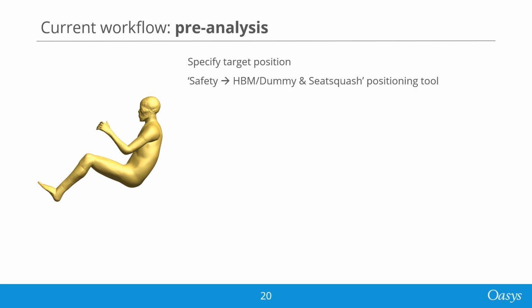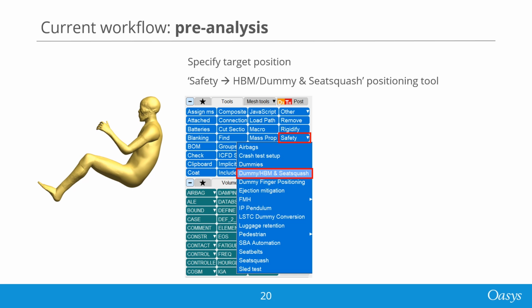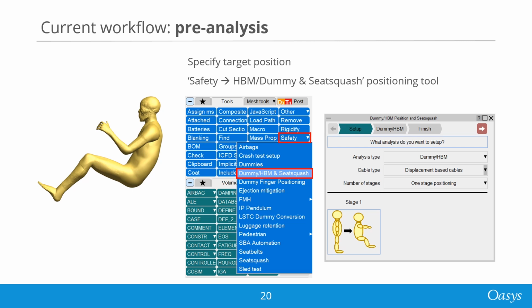So the next stage is to specify the target positions. To do this, click on Tools and then Safety, and then select the HBM and Seatsquash button. A panel will appear prompting the user to select the desired analysis type and number of stages. In this example, we're going to set up a simple positioning analysis. The next few menus will guide you through the entire positioning workflow.